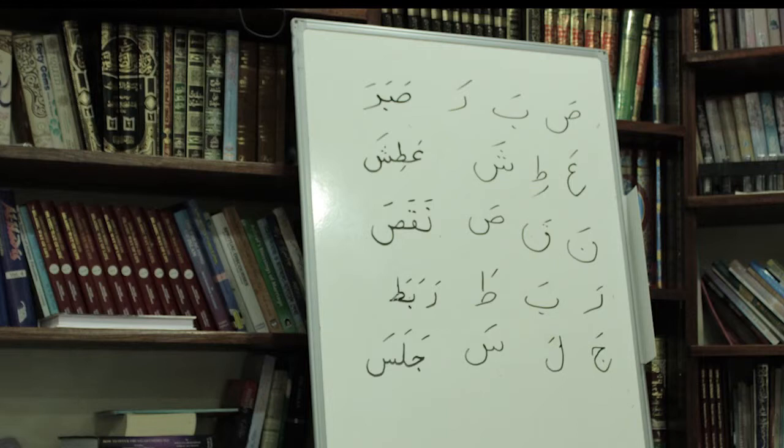When you say wa, make sure you don't sound like V. Some people, especially those who are very accustomed to the Urdu language, they say vow. That's wrong. It's wow. We.